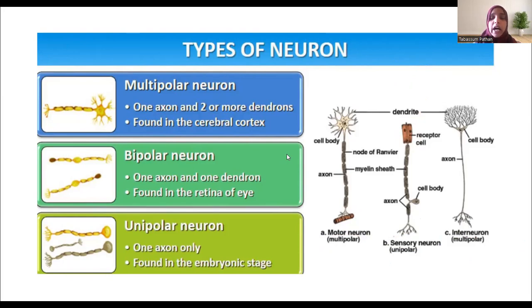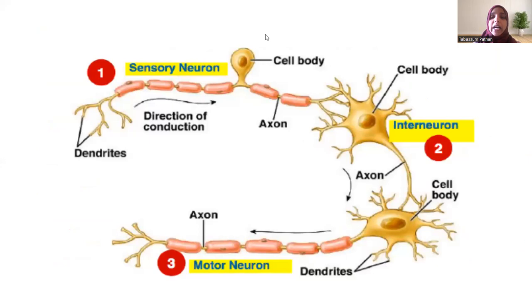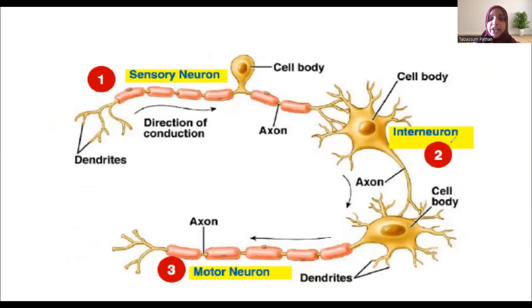Moving forward, this is how the electrical impulse will be transferred from one neuron to another. Here you see neuron number one, second neuron, third neuron, like that. Let's say from the eye, there is some information, an electrical impulse, that is sent to the sensory neuron via dendrites. The sensory neuron will carry the information. This is the cell body, the axon. Then this is connected to neuron number 2. This will be known as the interneuron because it is in between. It is carrying information from the sensory neuron to the motor neuron.